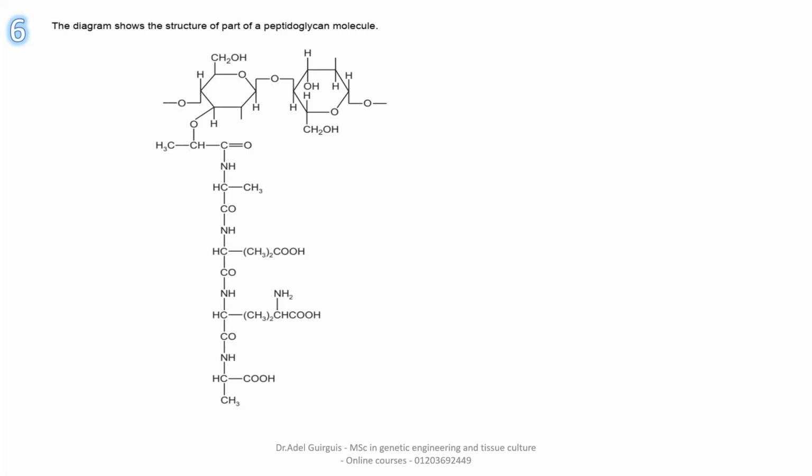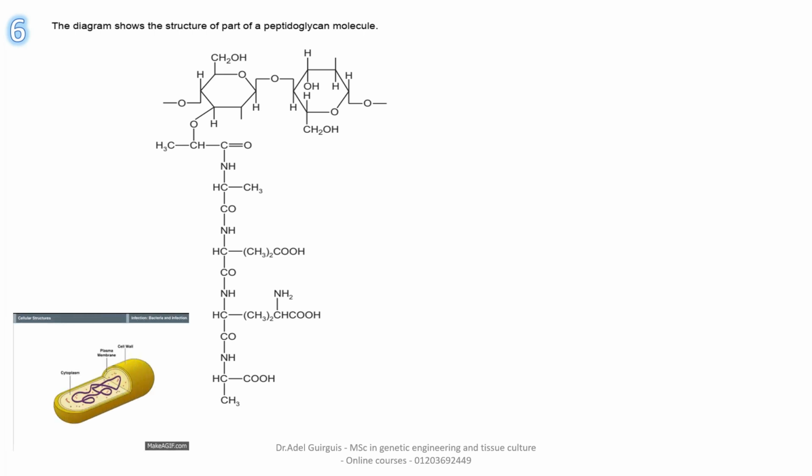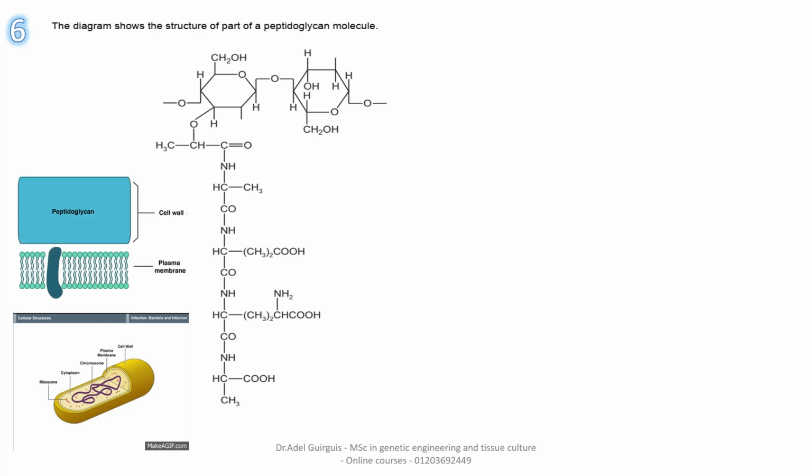Number 6. The diagram shows the structure of part of a peptidoglycan molecule. Peptidoglycan means a sequence of amino acids joined together by peptide bonds, and a carbohydrate part. We heard this word before when dealing with bacteria. The bacterial cell wall is made of peptidoglycan, or murein, not cellulose. Like this structure. Now, where is the carbohydrate part? In these areas, here and here, two molecules joined together.